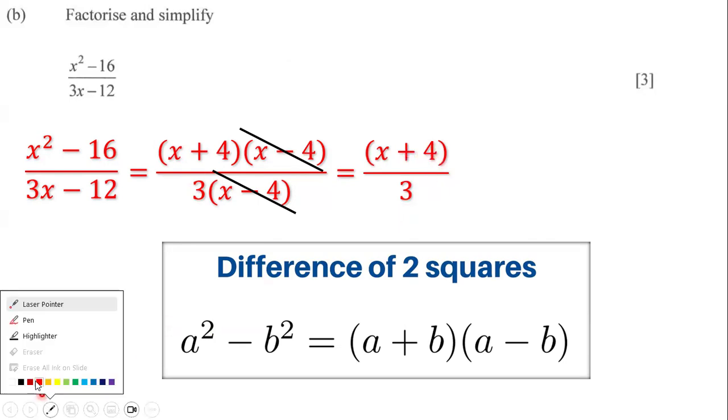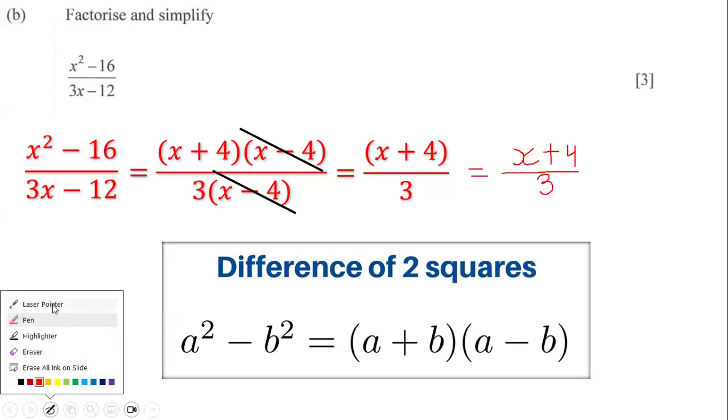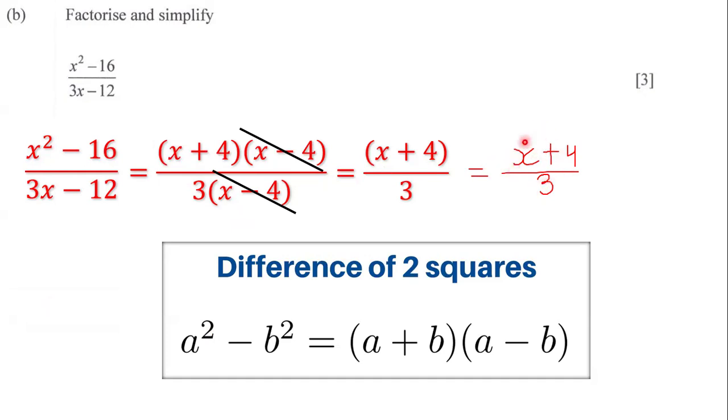Now we don't need to keep the brackets. We can just write it as follows. We can just put x plus 4 over 3. Okay, x plus 4 over 3. And x plus 4 over 3 is indeed the answer to this particular question.